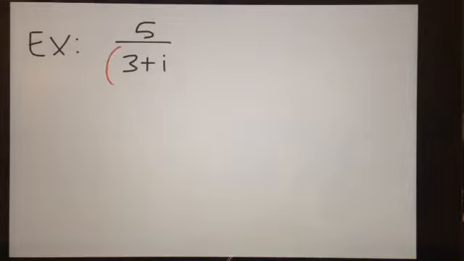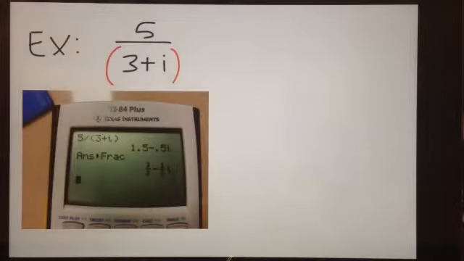Okay, and then one last example. We have 5 over 3 plus i, so we want to make sure that that denominator is in parentheses. And then also we're going to get some decimal answers, and we want to turn them into fractions. All right, so here's what I got, my decimals and then my fractions.